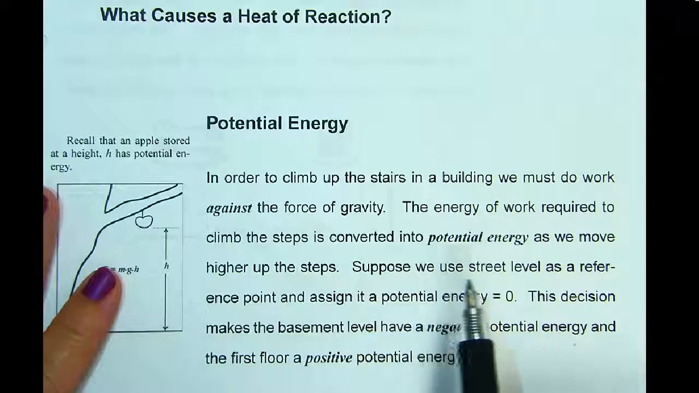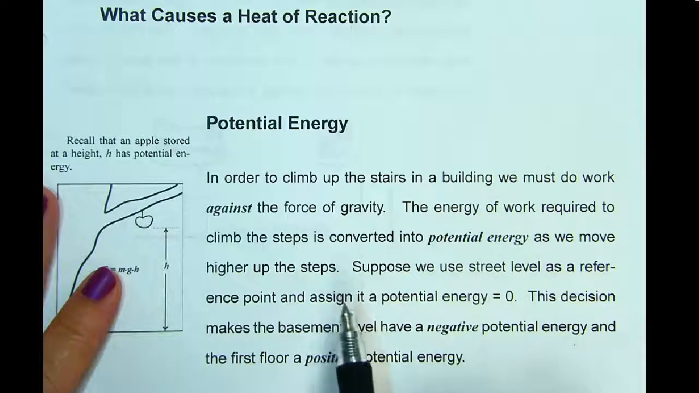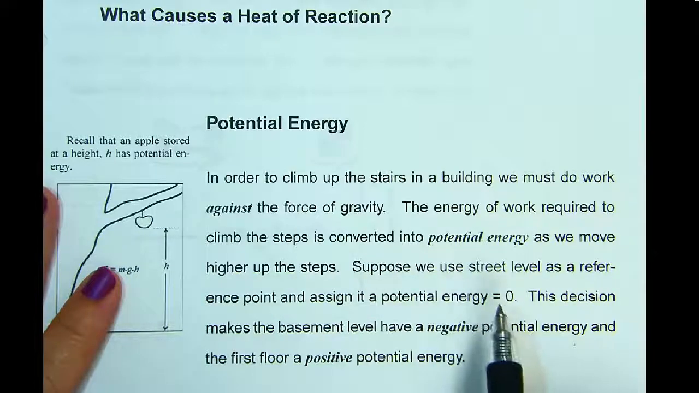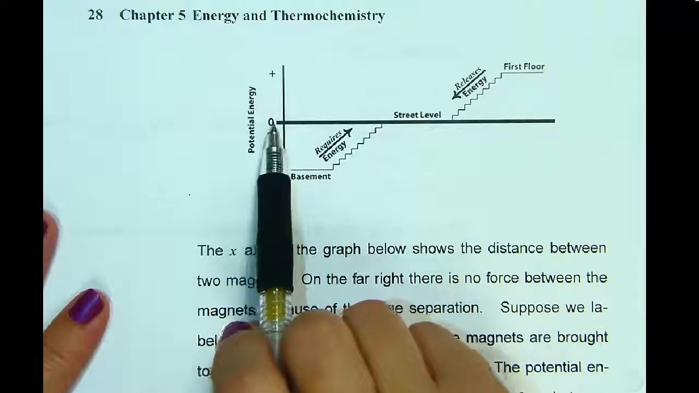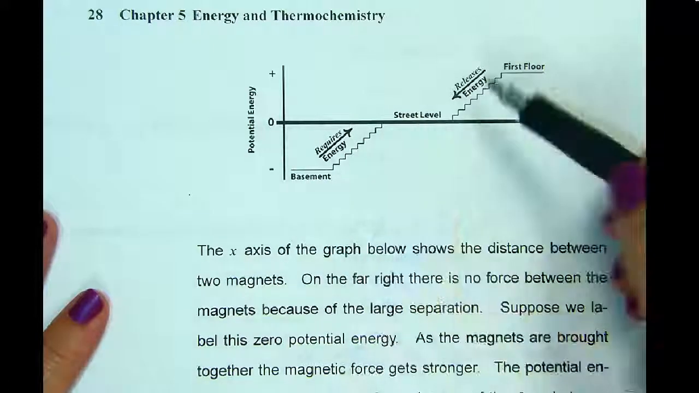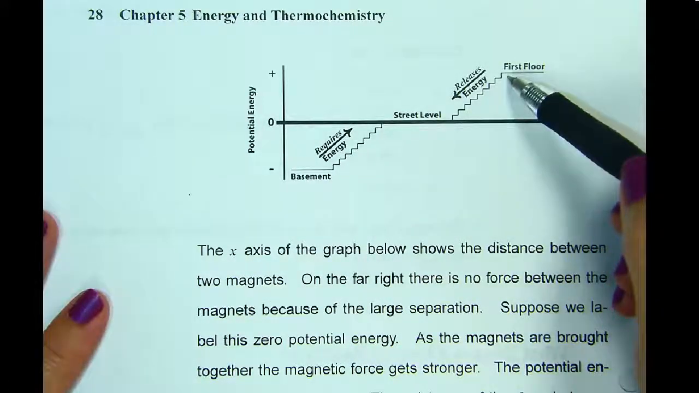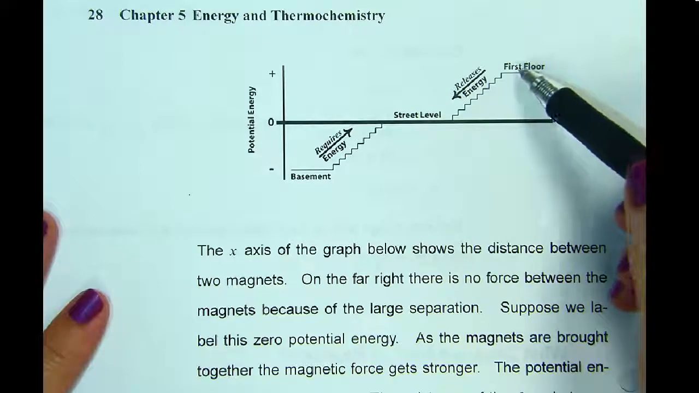Suppose we use street level as a reference point and assign it a potential energy of 0. The decision makes the basement level have a negative potential energy and the floor have a positive potential energy. So here's street level. We're going to have potential energy 0, and so the higher up you move on these stairs gives you a positive potential energy or more actual potential energy.